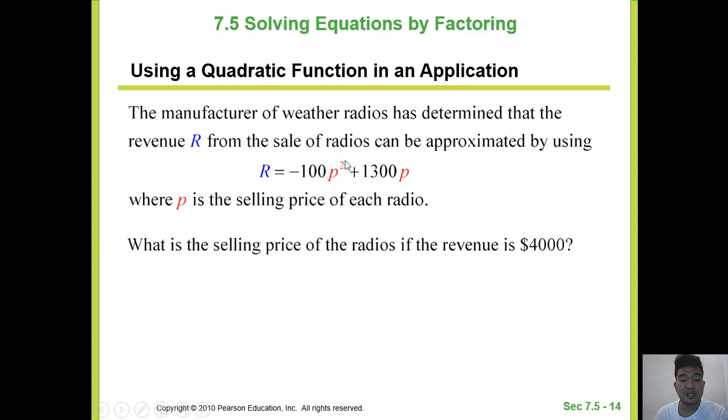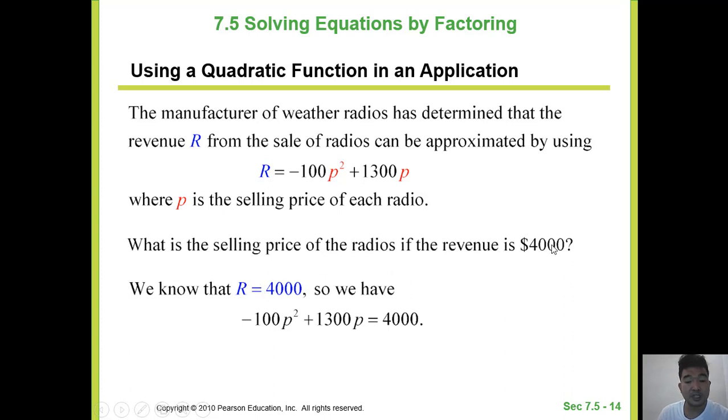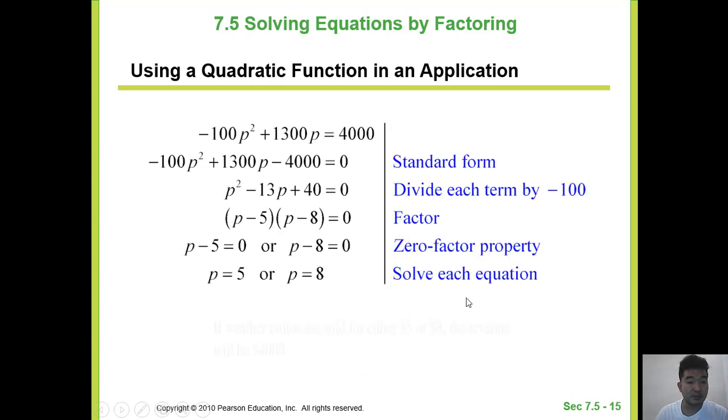So our problem here is to solve for p, because that is what is being asked in the problem. And we know that R is equal to 4,000 here, since that's the revenue. So we'll have the equation negative 100p squared plus 1300p equals 4,000. We simply substitute 4,000 for R, since R is the revenue. And then we now solve this quadratic equation for p.